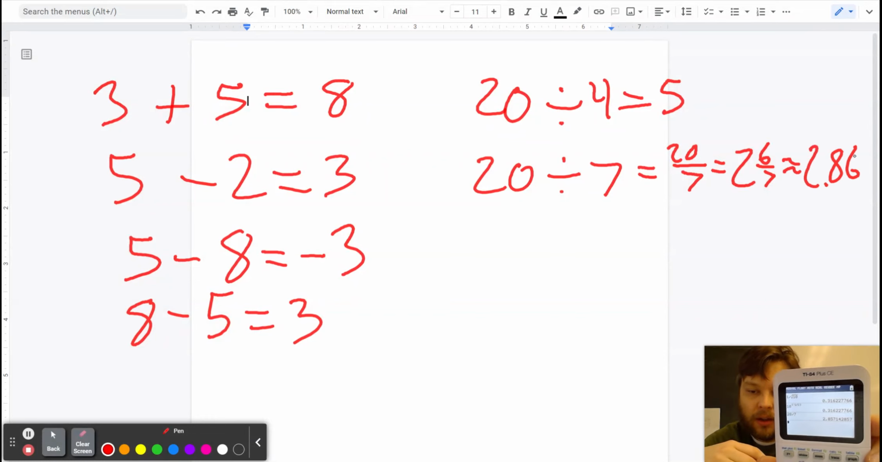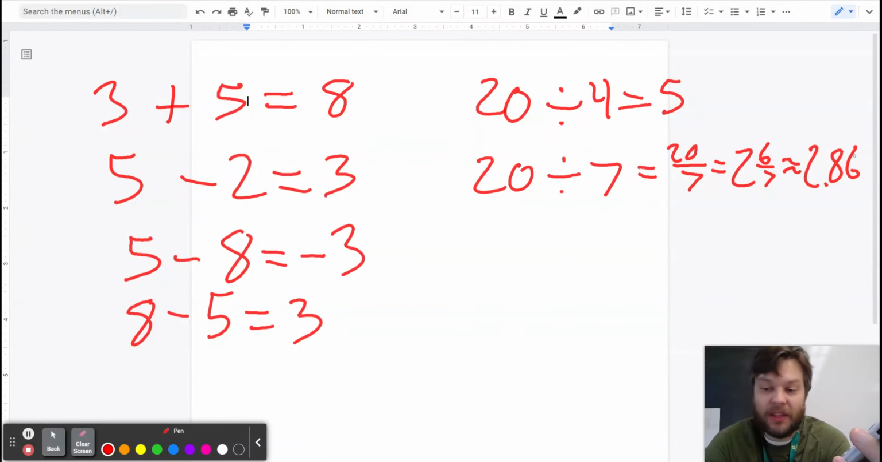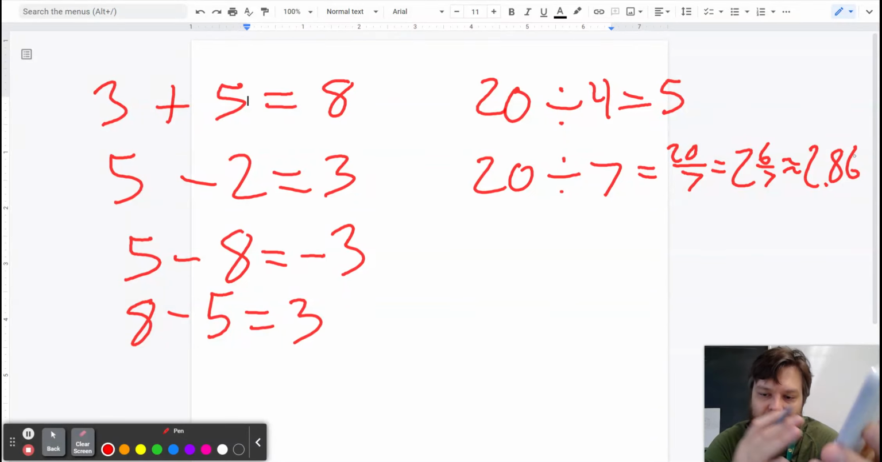When you're younger, you don't really think of 2.86 as a number. You're thinking of whole numbers. You even think about zero, maybe as a number, maybe as not a number. You start thinking of negatives as a number. Then you start thinking of fractions and decimals as a number. And that's just another extension of what the idea of number is.